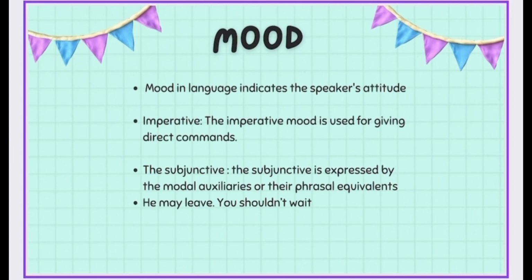Imperative. The imperative mood is used for giving direct commands. In English, it has a unique synthetic form, typically a subjectless sentence with the bare form of the verb. For example, go, be quiet. The subjunctive is the other non-fact mood. In present-day English, the subjunctive is expressed by the modal auxiliaries or their phrasal equivalents. For example, he may leave, you shouldn't wait.